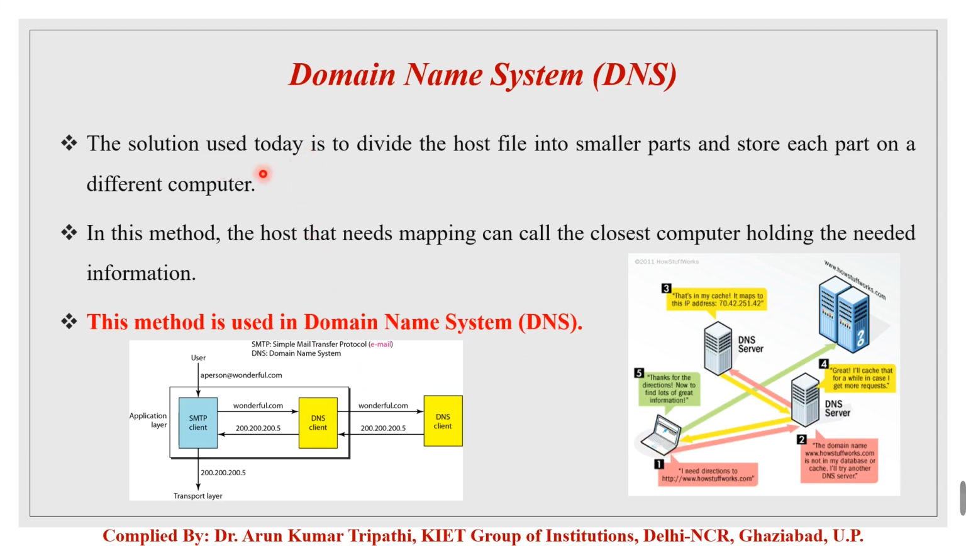The solution used today is to divide the host name into smaller parts and store each part in a different computer. In this method, the host that needs a mapping can call the closest host holding the needed information. Closest means itself, or then after upper level, then after upper level. This method is used in the domain name system.